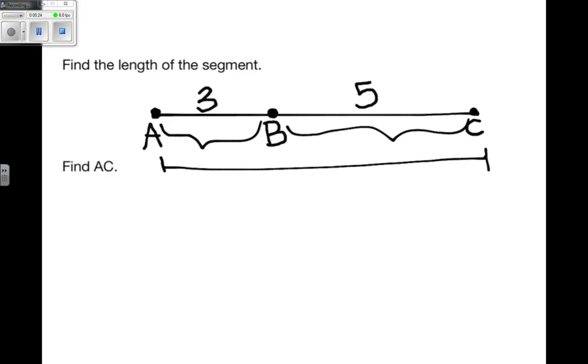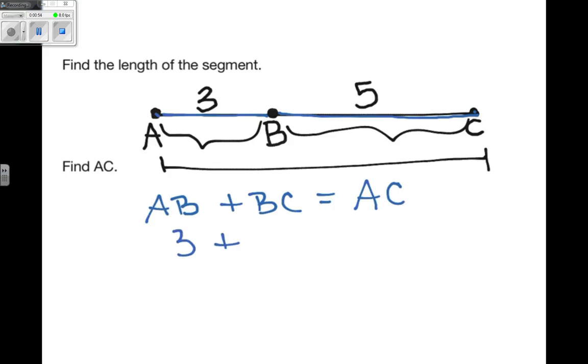So given that 3 is the length of AB and 5 is the length of BC, couldn't we simply add AB together with BC in order to figure out the total length from A to C? Yes. So in this case, we would take AB, add BC, and that's going to give us AC. This is called the idea of segment addition. Well, we know that AB is 3. We know that BC is 5. So 3 plus 5 is 8.